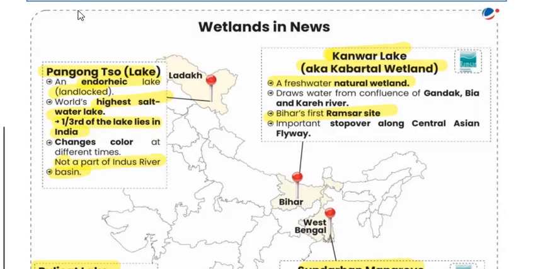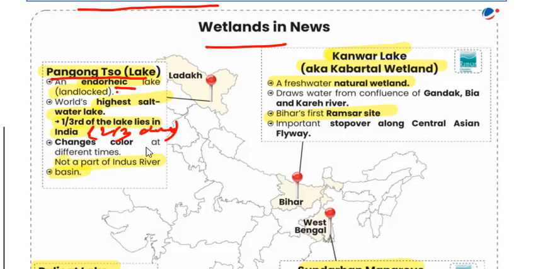Few other wetlands are mentioned here. First is Pangong Tso Lake. This is an endorheic lake. Endorheic means this is landlocked. This is the world's highest saltwater lake. One third of the lake lies in India and about two thirds is already captured by China.